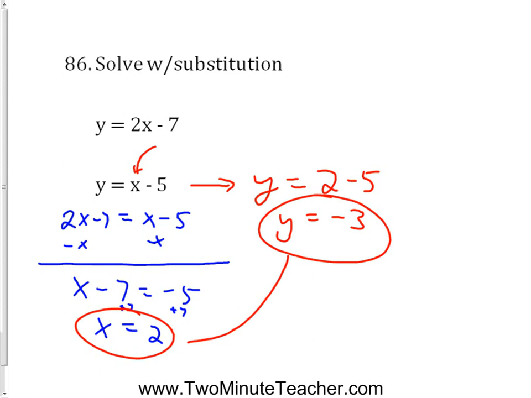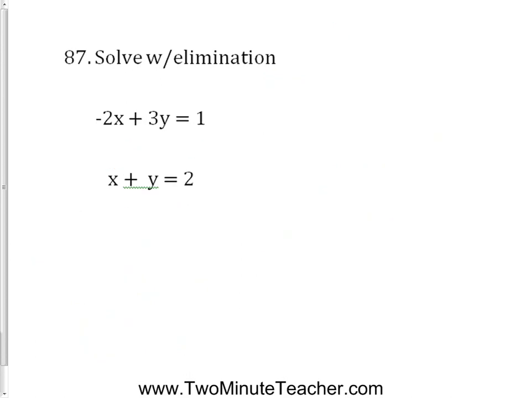Now this system of equations could have been solved in another way. You could have graphed the two equations and then seen where they crossed, and where they would cross would be at 2 comma negative 3. That's where they'd cross. Okay, that's a whole different way to solve. It's solved by graphing.